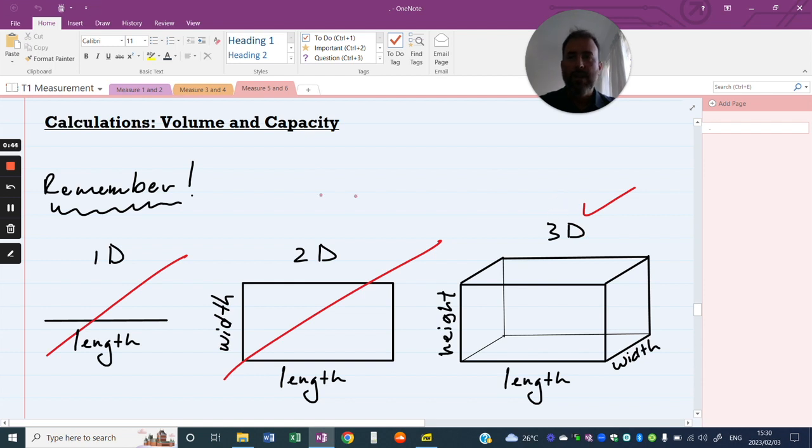Okay, and 3D means that we can have a three-dimensional container, and in that container we can fill it with liquids, we can fill it with objects, and this container has a space. So when we talk about volume, we're talking about space, and when we talk about capacity, we're talking about how much liquid we can put in that space.